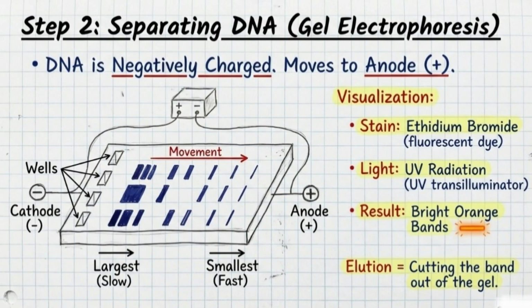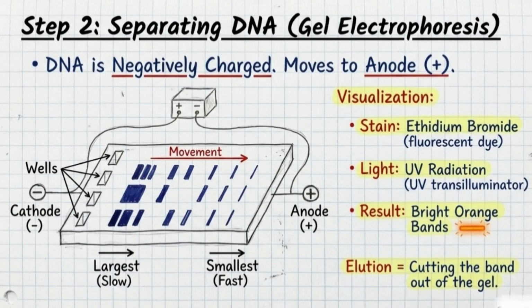Next topic: Step 2. Separating DNA, gel electrophoresis. In this step, DNA fragments are separated using a process called gel electrophoresis. DNA is negatively charged, so when electric current is applied, it moves toward the anode, which is positive. The DNA samples are first loaded into small holes called wells present in the gel. The side near the wells is the cathode, and the opposite side is the anode, positive. When electricity flows, the DNA starts moving through the gel. Right, the principle is that larger DNA fragments move slowly and stay near the wells. Smaller DNA fragments move faster and travel farther toward the anode.